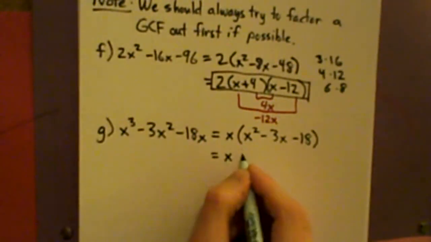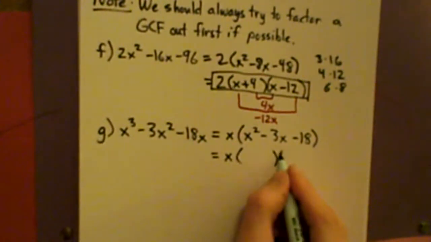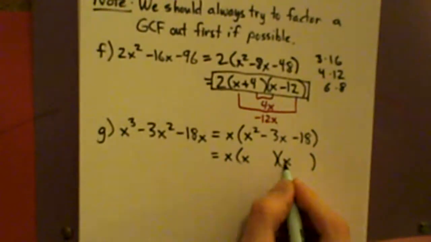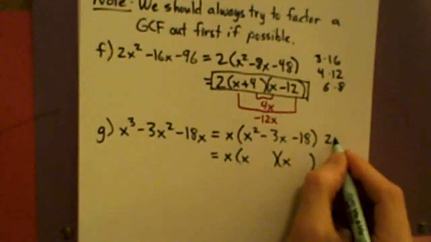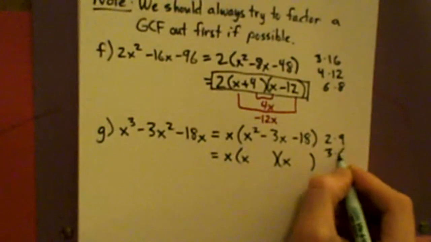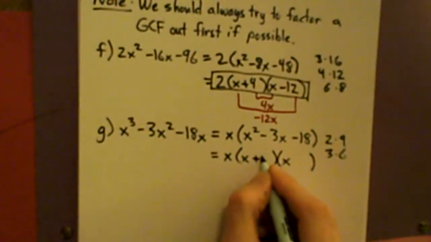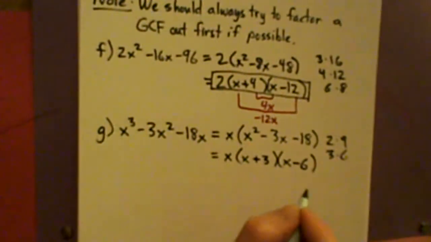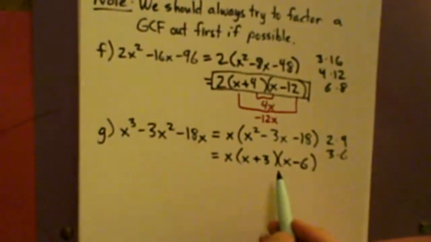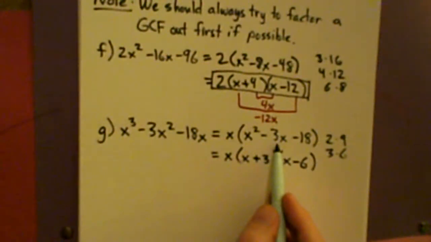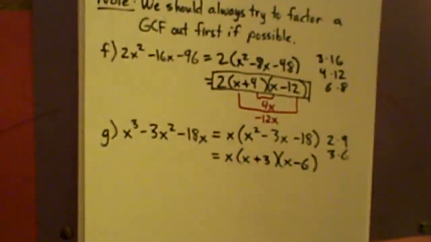Bring the x down, and let's now factor into a product of two binomials. We've got to have x and x, and then 18 is either 2 times 9 or 3 times 6. But 6 and 3 have a difference of 3, so this has got to be x plus 3 and x minus 6. Because our two inner terms multiply to give me 3x, and our two outer terms multiply to give me negative 6x. If you add those two together, we get our middle term of negative 3x.